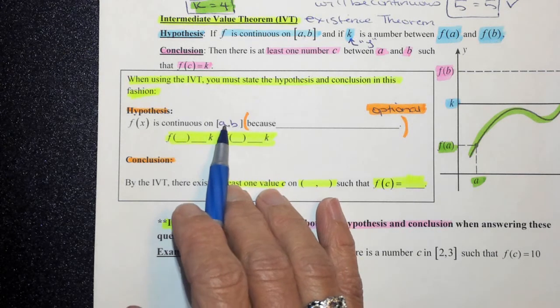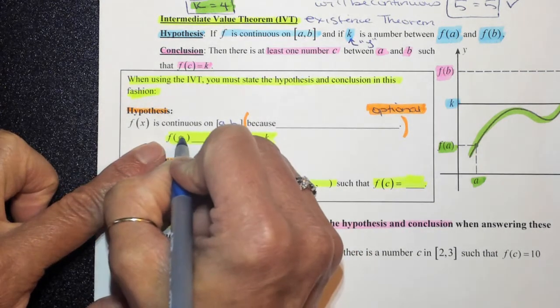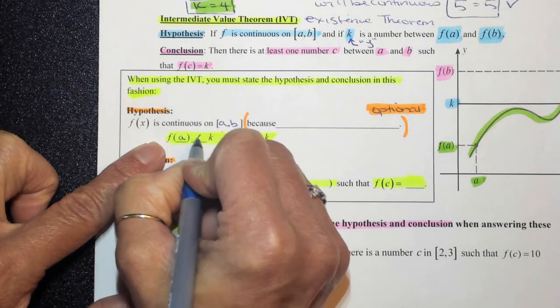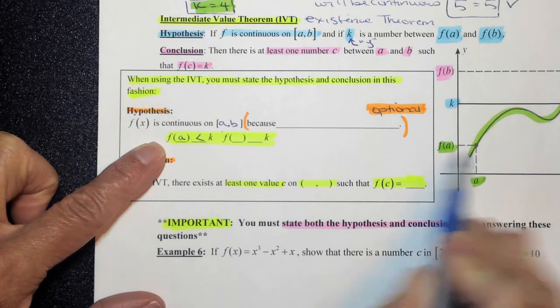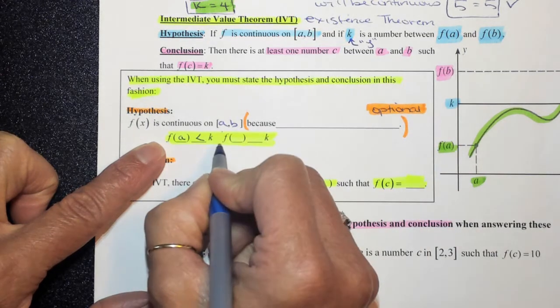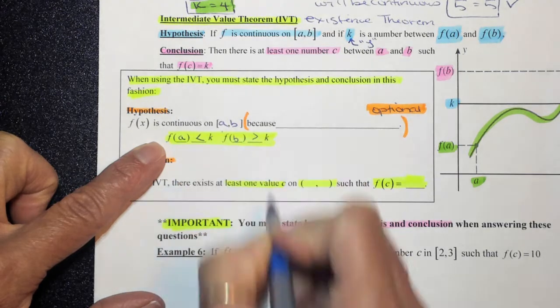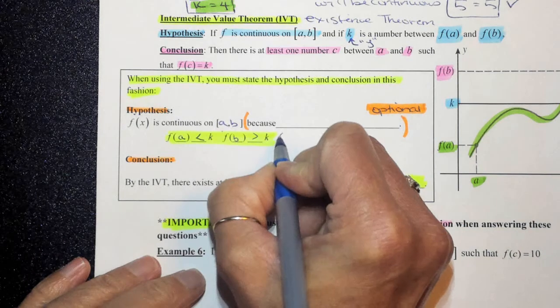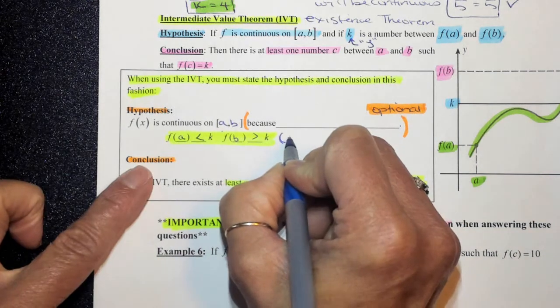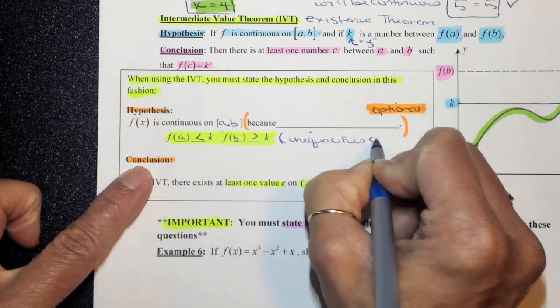And really what you're saying is this y value, f of a, will be less than k, meaning it will fall below this k value, and f of b would then be greater than k, meaning up here. Now, one thing you need to keep in mind is the inequalities could be reversed.